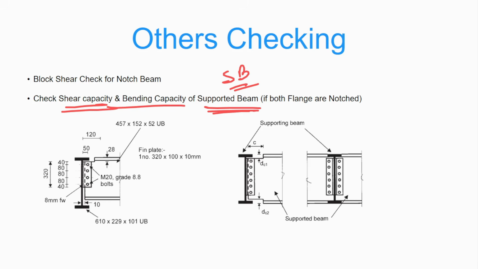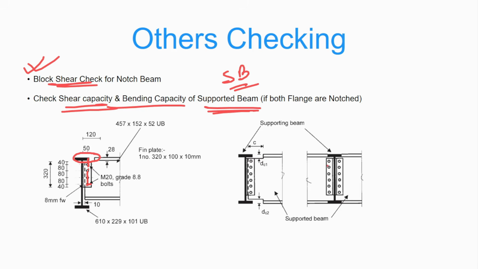Why we need to do it? For the first case, block shear check. Let's say in case of a secondary beam connection, you have simply removed this top flange. Here you can see. So definitely there is a chance that due to the high reaction or high shear, it will be cut like this easily because there is no flange to resist. In that case, you have to check the block shear failure.